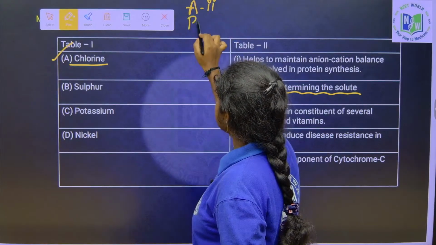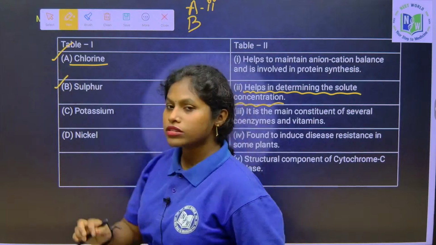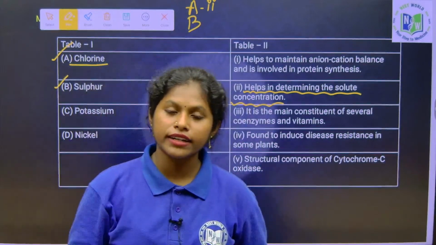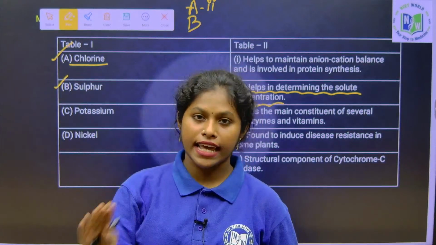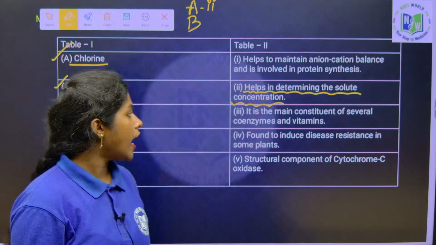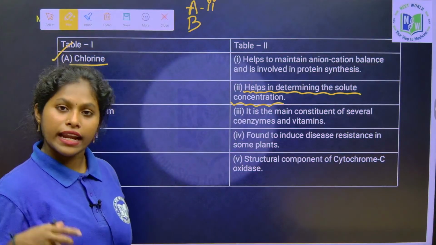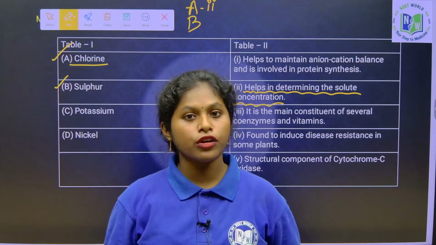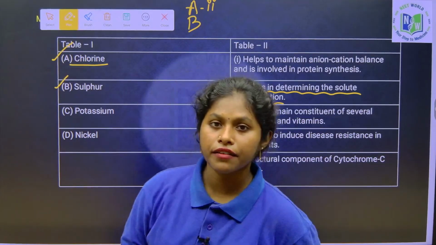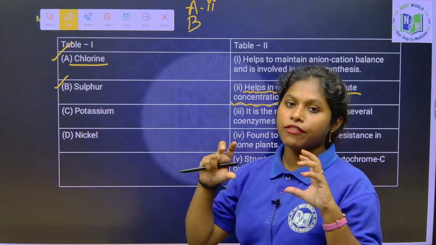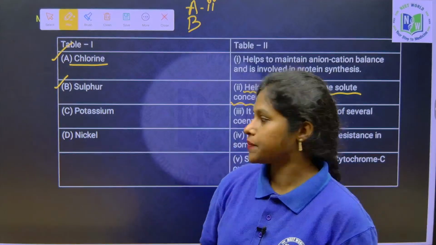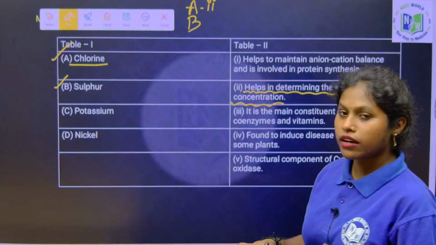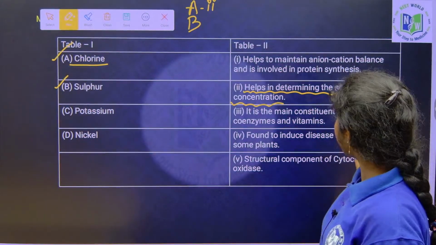Now see the B answer, sulfur. We all know that sulfur is a main important component for amino acids like cysteine and methionine, and also vitamins like biotin and thiamine, and it is also a component of ferredoxin, right? And it makes the disulfide bonds to stabilize the protein structure. Now see whether any of the functions is present here.